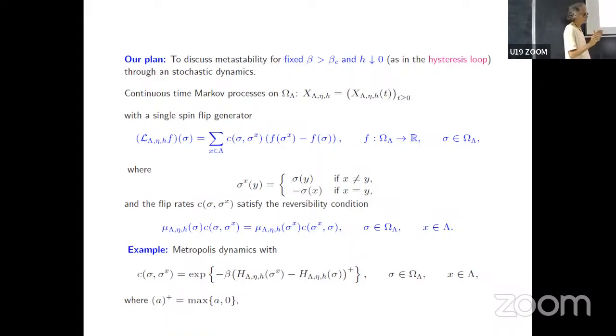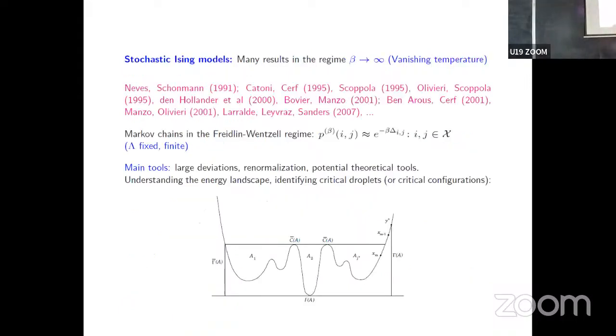That's the simplest one. If a flip will increase the energy, then it flips with rate e to the minus beta times the difference. If it will decrease the energy, then it flips with rate 1. That's just to have a stochastic process. But it's not unique. There are many that you can choose, and there are many results about metastable behavior along the pathwise approach and various approaches for this kind of dynamics.